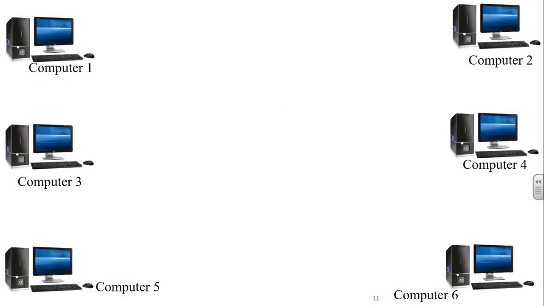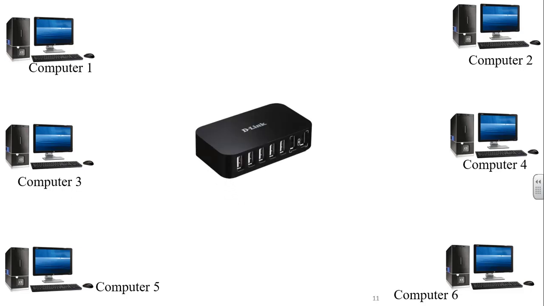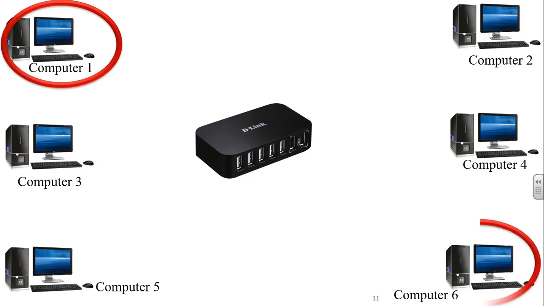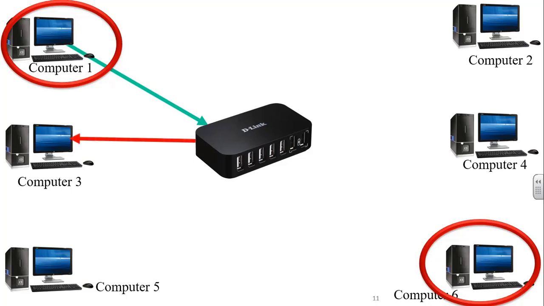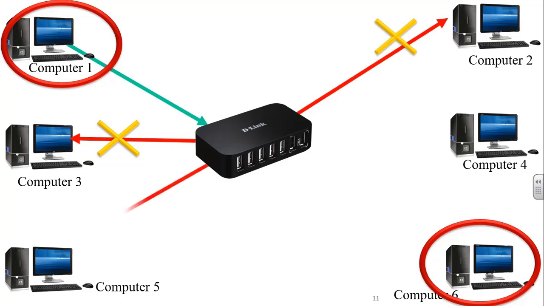Look at this particular picture. There is a device in the center, that is the hub. Computer 1 intends to communicate with computer number 6. Computer number 1 sends this message to the central hub. The hub broadcasts this message to computer 3, which rejects it. It broadcasts the message to computer 2. Again, computer 2 rejects it. It broadcasts the message to computer 5. Computer 5 also rejects it. Similar is the case with computer number 4.